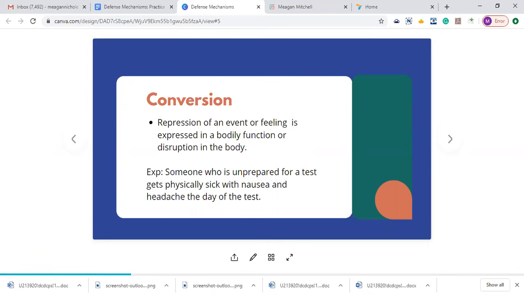Another example might be a client that has been abused for several years. They come in to see you and they say, I have paralysis of my hands. That would be a bodily function that they have in response to a certain event. The key thing that you want to look out for in conversion are those bodily functions and things going on in the body. They might manifest as physical symptoms.